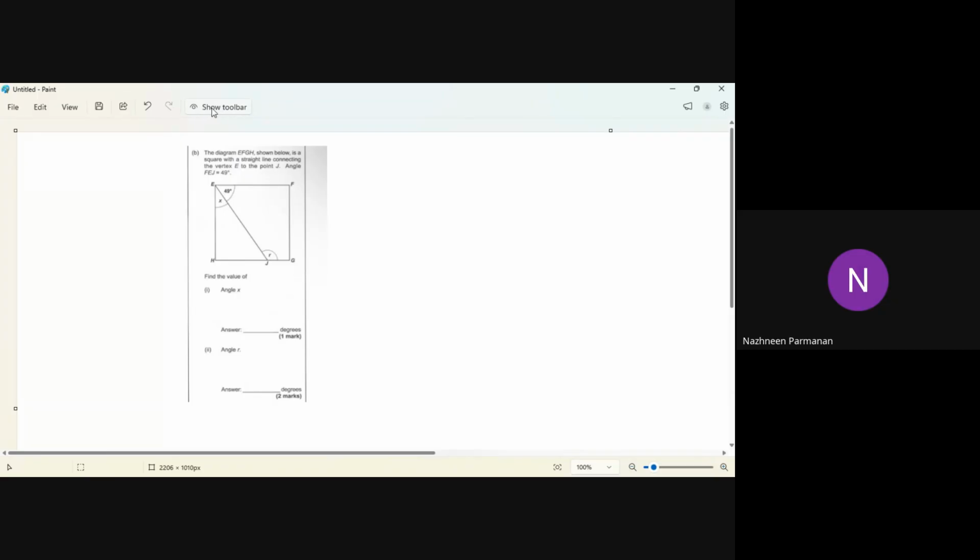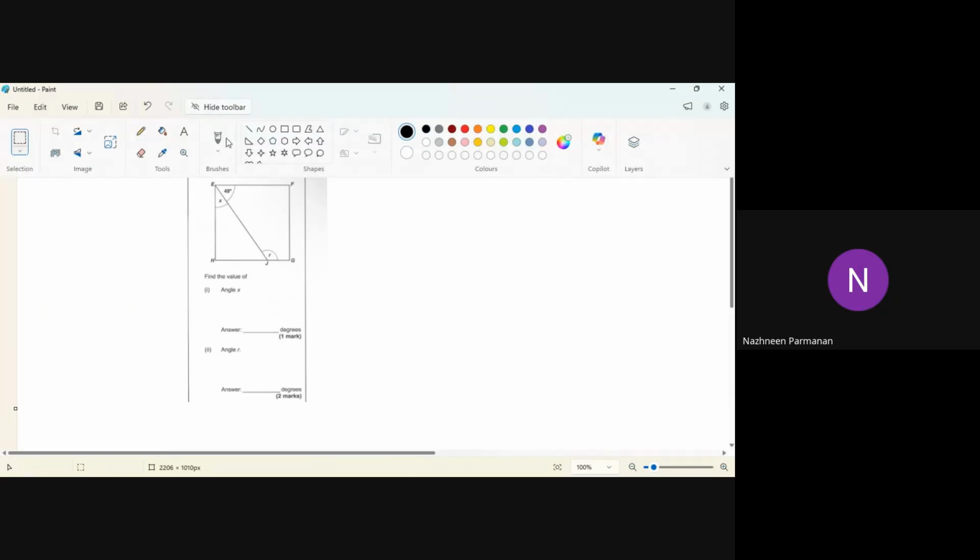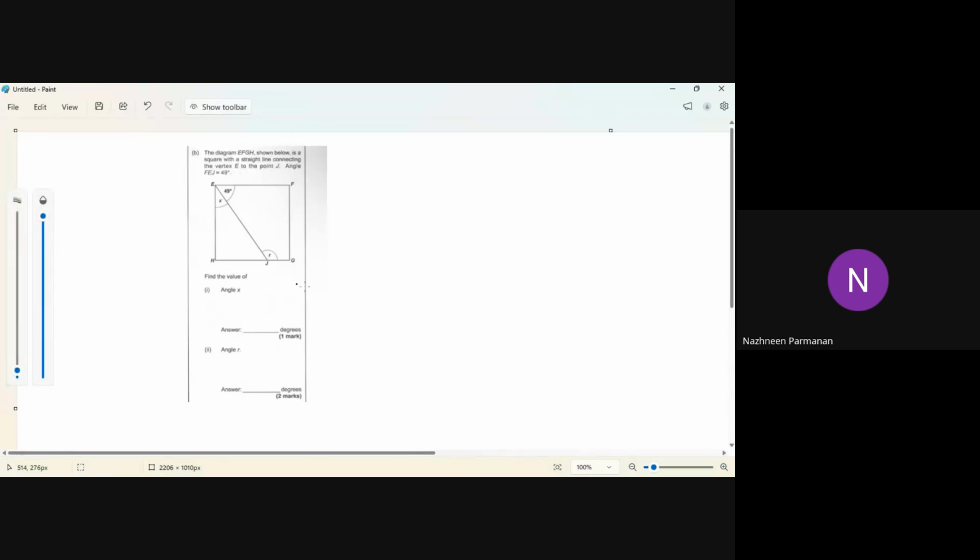Good afternoon. The diagram EFGH shown below is a square with a straight line connecting the vertex E to the point G. Angle FEG equals 49 degrees. Find the value of x. Sir, to find the value of x, we know that a square is equal to 360 degrees, which has 4 right angles at each corner.